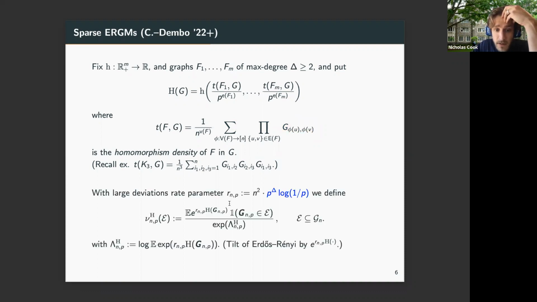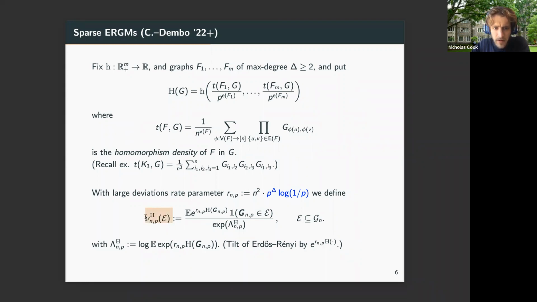We also have to put a different scaling in front of the Hamiltonian. This has to be scaled by the large deviation rate for these random variables. Just believe me when I tell you that it's no longer n squared; it's smaller, and we rescale it by p to the degree of these graphs times log 1 over p. With all of that, we can now define our generalized ERGM models as follows.